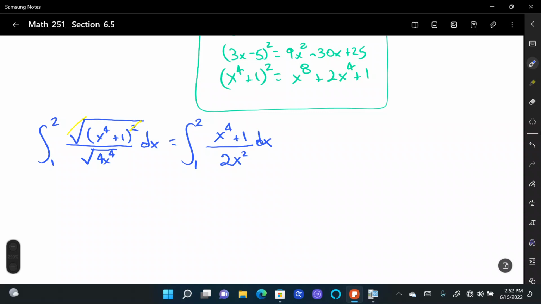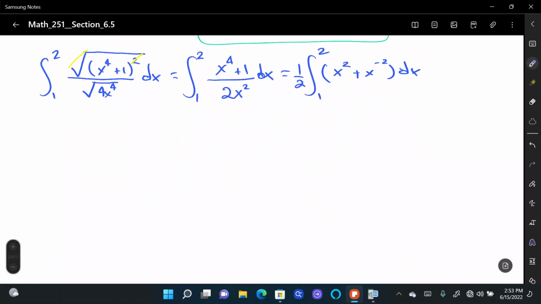All right, let's have a look at this one. So I guess the trick here is to split. Well, let me leave it like this, or you can take out the 1/2, and that's x to the 4 over x squared. That's an x squared, and 1 over x squared, that's the same as saying x to the -2, and from 1 to 2.